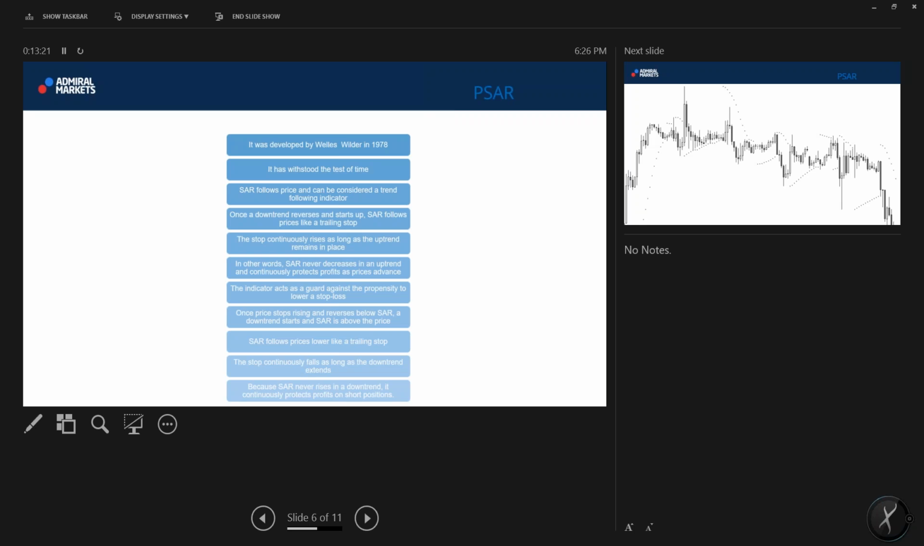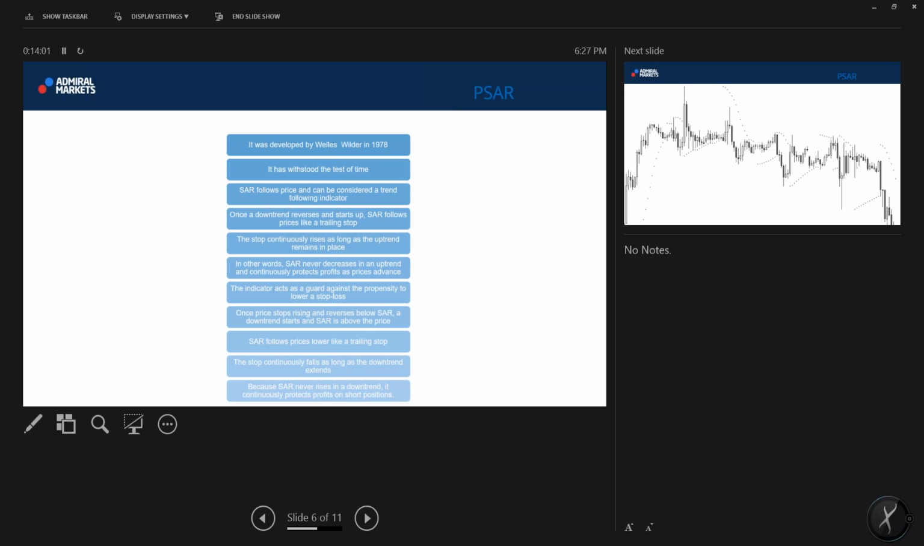Now, once price stops and reverses, a downtrend starts and SAR is above the price. Also, it follows price lower like a trailing stop. In a downtrend, the stop continuously falls as long as the downtrend extends. But because SAR never rises in a downtrend, it continuously protects profits on short positions. So usually, guys, this applies to higher time frame trading, because protection on lower time frames is usually done by moving profit stops above support resistance, usually hourly pivot points.